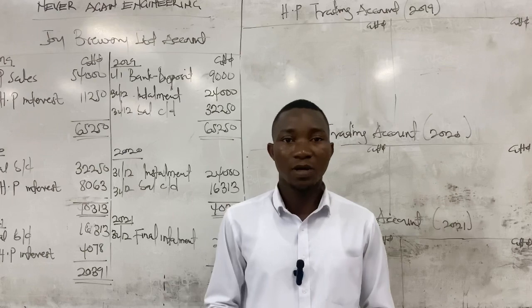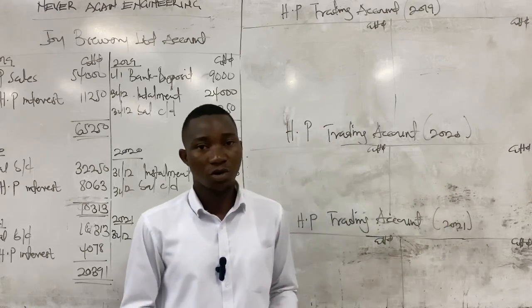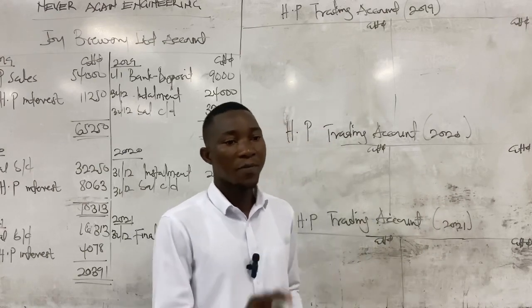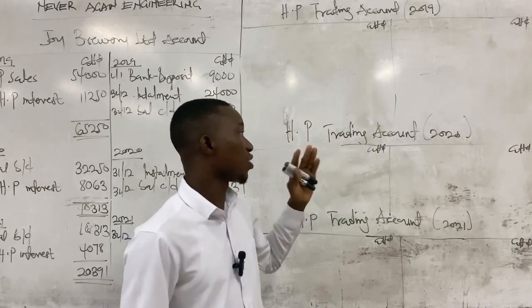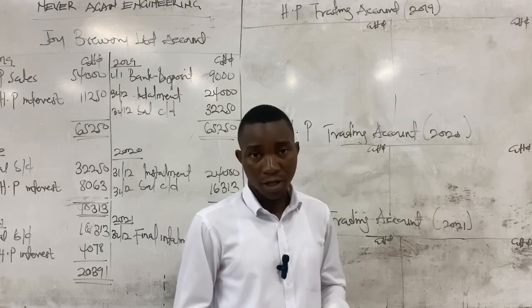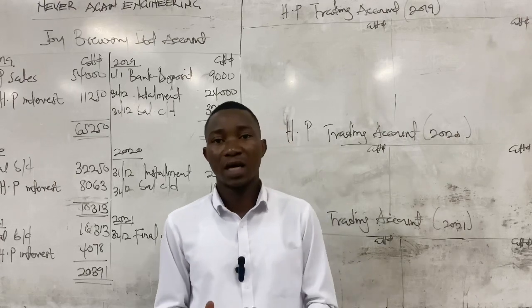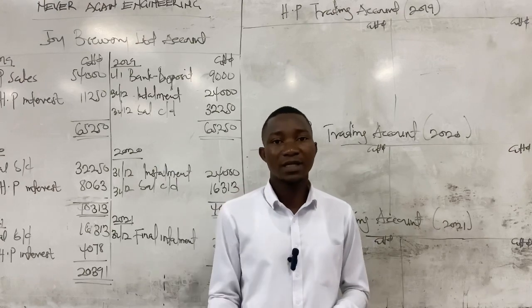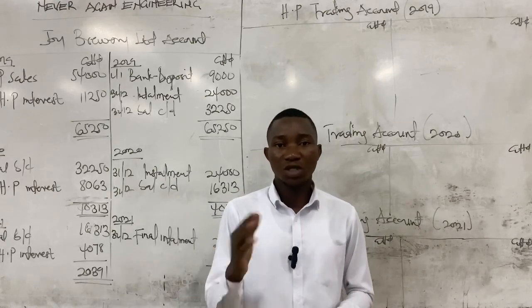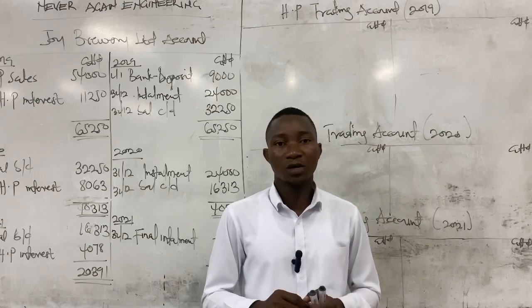Okay, so let's look at the preparation of the trading account. The trading account will be prepared for each year, and the years we have are 2019, 2020, and 2021. For the trading account, what we'll be doing is just transferring amounts. We transfer the selling price and the cost price, then we compare to find the gross profits.